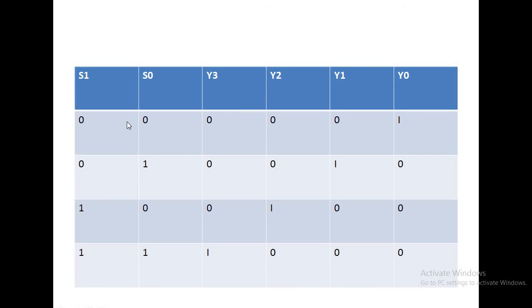That means if both values are 0, Y0 is selected. If one value is 0 and the other is 1, that is 0, 1, Y1 is selected. If S1 is 1 and S0 is 0, Y2 is selected. If both the values are 1, Y3 is selected. So from this truth table, I will derive some expressions.